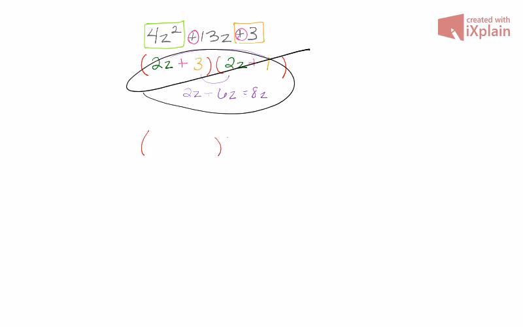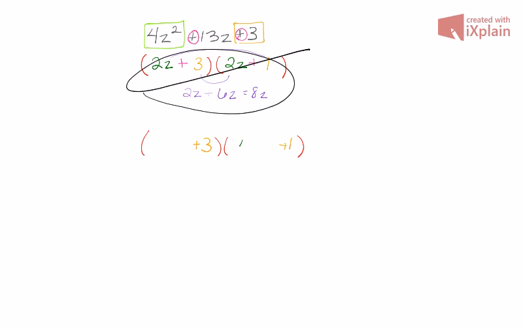There's really not much that I can do with the 3 and the 1. I know that I'm going to have a positive 3 and a positive 1, so really all of my attention should be focused on my first term, which is 4z squared. Well, let's see. I know that I should probably try 4z and 1z, and the idea is, how do I figure out where to place it?